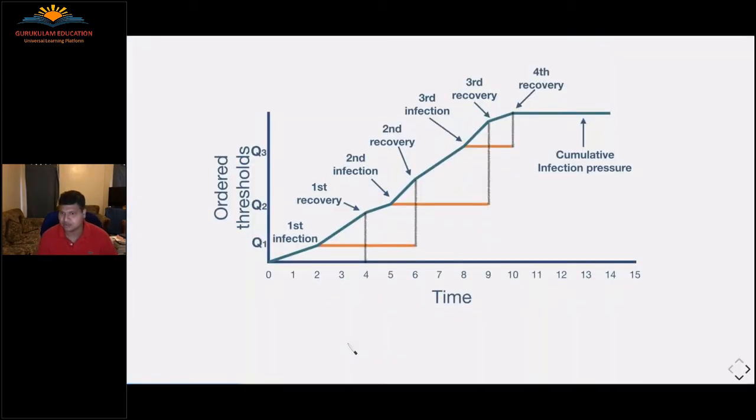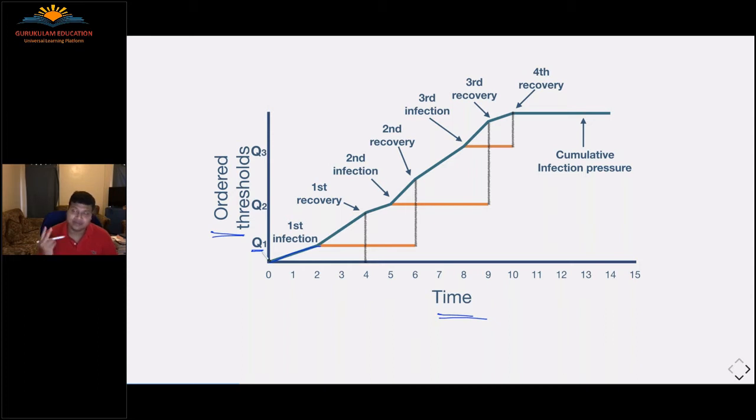So pictorially, this is what it looks like. On the x-axis, you have time here, and on the y-axis, I just ordered those thresholds starting from the smallest value up until the largest value. And suppose we start with one single infected individual. So this cumulative infection pressure has a slope, so this curve has a slope of just, actually, beta over n. So the infection rate is going up and up and up. And at this point, let's say it reaches or exceeds the first threshold. So one more person gets infected now. So this is the first infection.